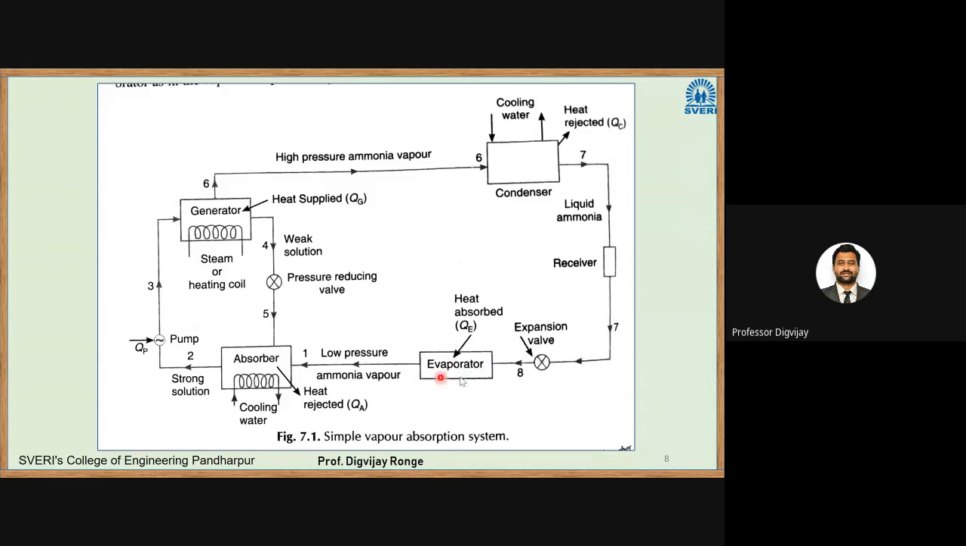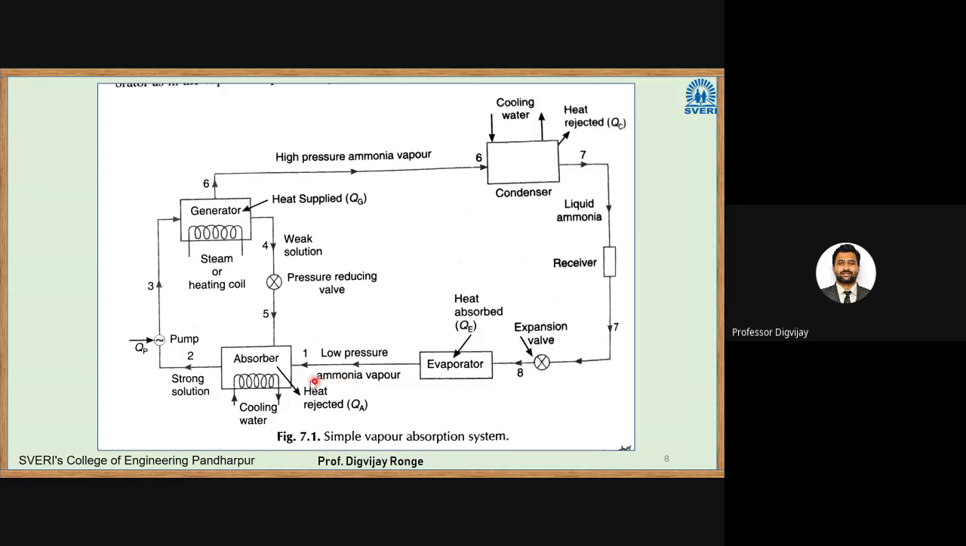What does the evaporator do? It takes the latent heat from the space. The liquid or liquid-vapor refrigerant, ammonia in this case, is converted into vapor or superheated ammonia. This low pressure ammonia vapor is passed to the absorber. The ammonia is in vapor form and the water inside the absorber is in liquid form, but because of water's affinity to absorb ammonia, the liquid water will absorb the vapor ammonia.